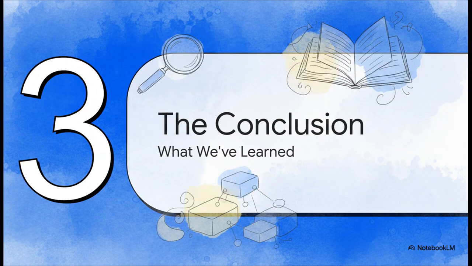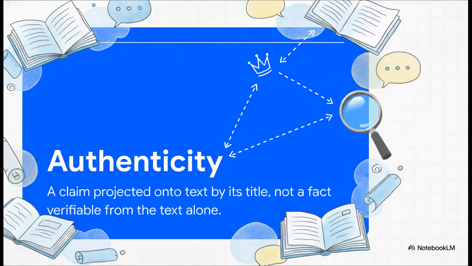Okay, so let's put all the pieces together. On one side, we have the powerful claim made by the title, that's our frame. On the other side, we have the structural data from our visual analysis, that's our evidence. So what can we actually conclude from all this? First, let's be really clear about that word authenticity. For our little investigation here, it's a claim being projected onto the text by its title. The point wasn't to prove or disprove that claim, but to understand how the claim itself is designed to shape our perception of the text from the get-go.